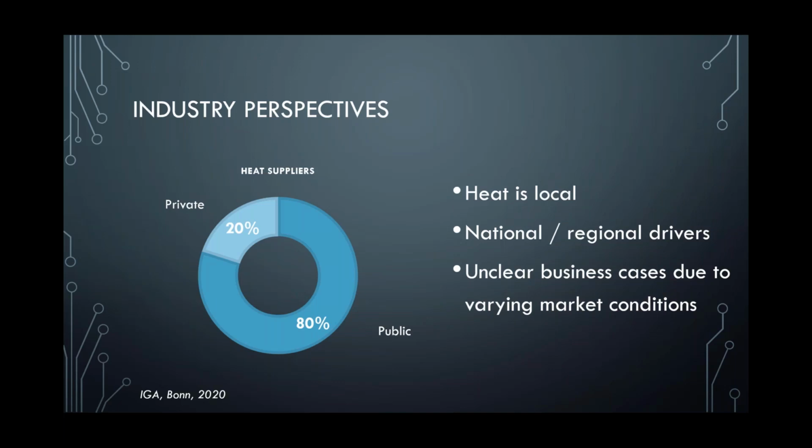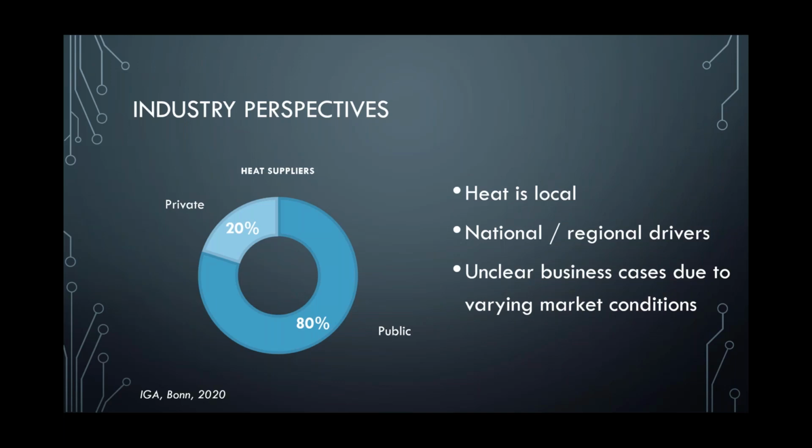And what you can see is that basically, if you look at heat suppliers across the globe, this is a very rough distinction between the public sector owning the heat utility companies, if you want to call that a company, and privately owned companies. So roughly 20-80. 80% is public, only 20% is private.